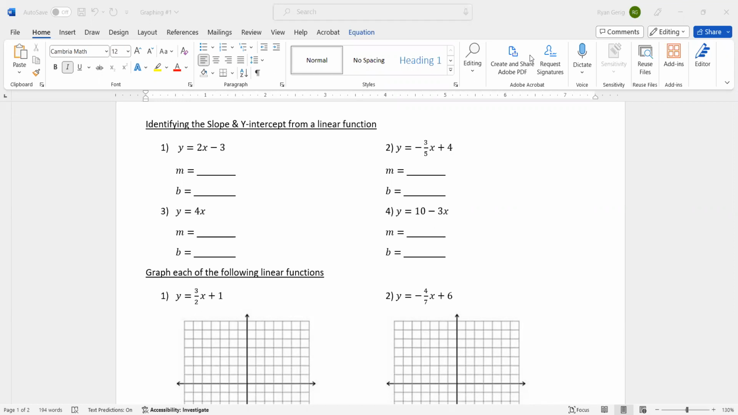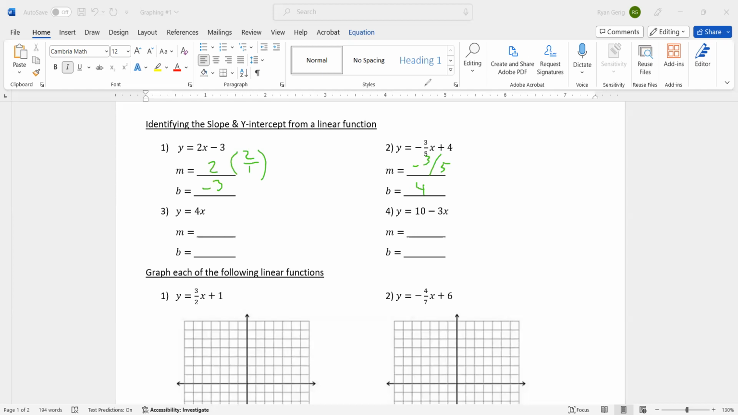So y equals 2x minus 3. The slope is the number in front of x, so the slope is 2. If you want to write it as a fraction, it's a good habit to get into, 2 over 1. The y-intercept is actually negative 3 here. You got to look at the sign as well. On the second one, the slope is a fraction, negative 3/5. This is one time where fractions really don't matter too much. Makes it actually just as easy. The y-intercept is positive 4 or just 4.